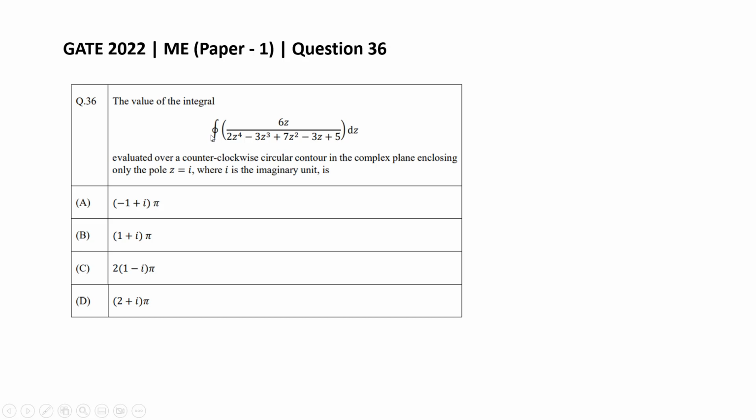In this video, we will solve GATE 2022 MA Set 1 question number 36. This question is from the topic Engineering Mathematics and from complex variables. The question is: the value of the integral given by this relation, evaluated over a counterclockwise circular contour in the complex plane enclosing only the pole z is equal to i, where i is the imaginary unit, is. And these are the four options.